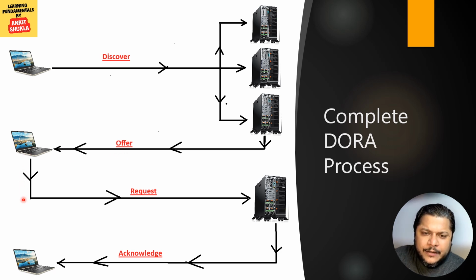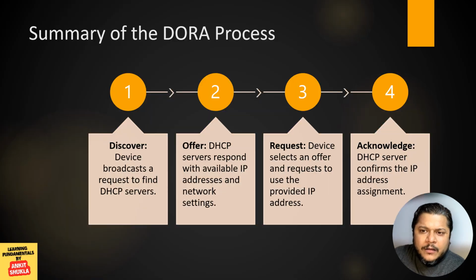The client then accepts the offer from one of the DHCP servers and requests a specific IP address that was offered by one of the DHCP servers in the request stage over here, and then the server finally acknowledges that the specific IP address has been assigned to it, along with the configuration details, should there be any. In short, the summary of the DORA process is: discover, offer, request, acknowledge, right?